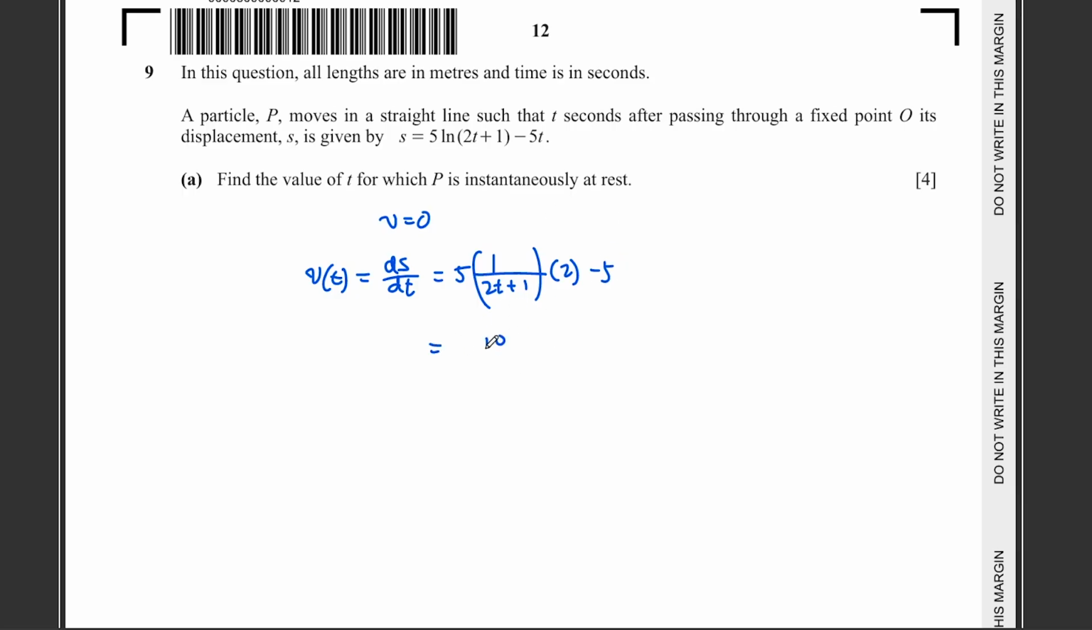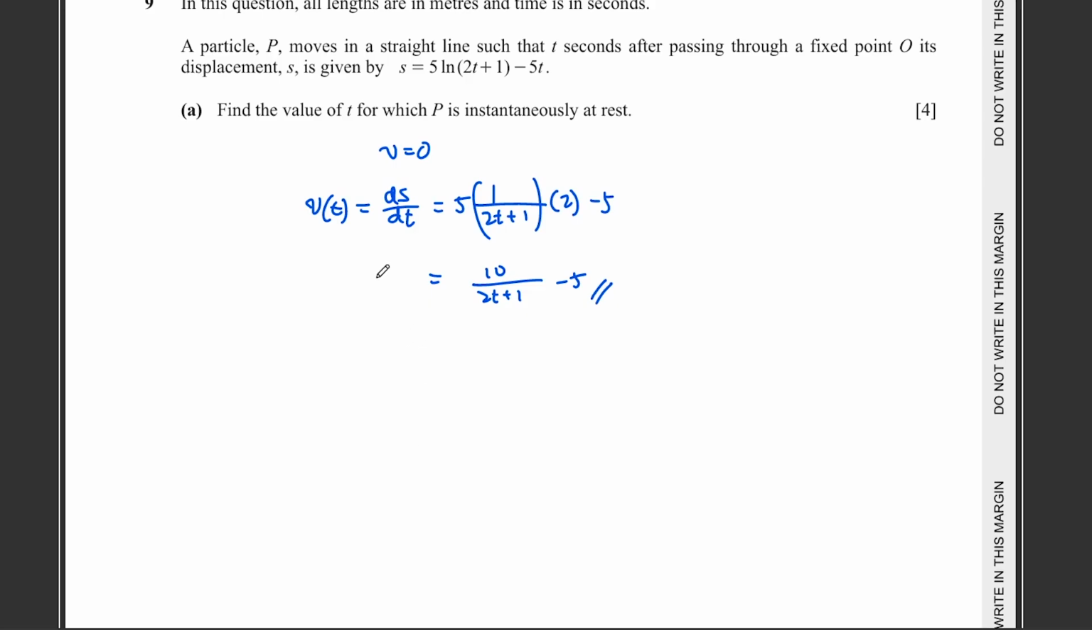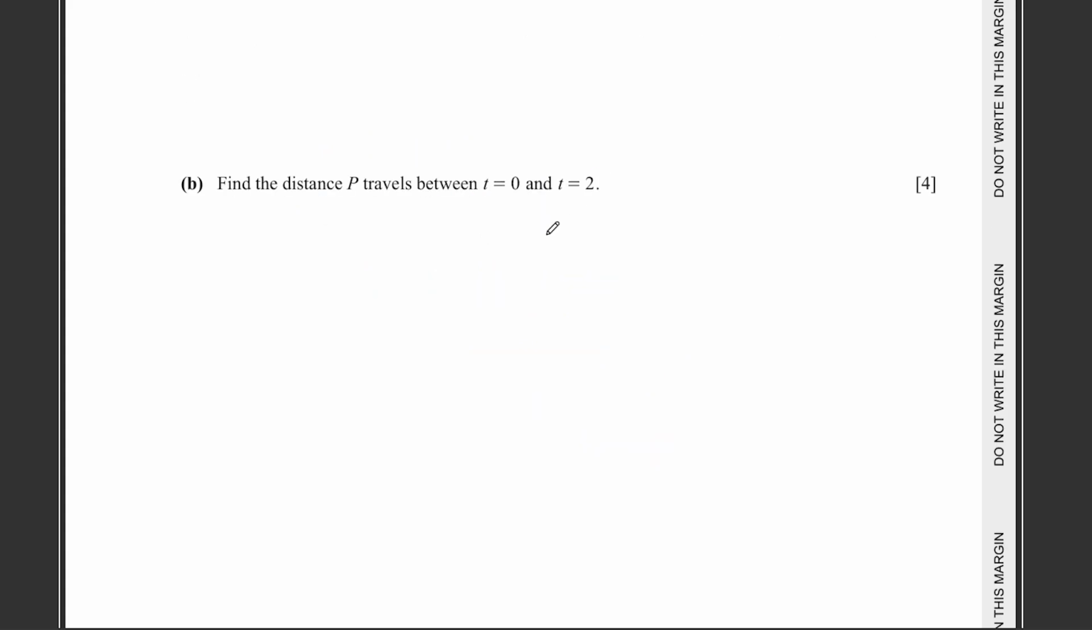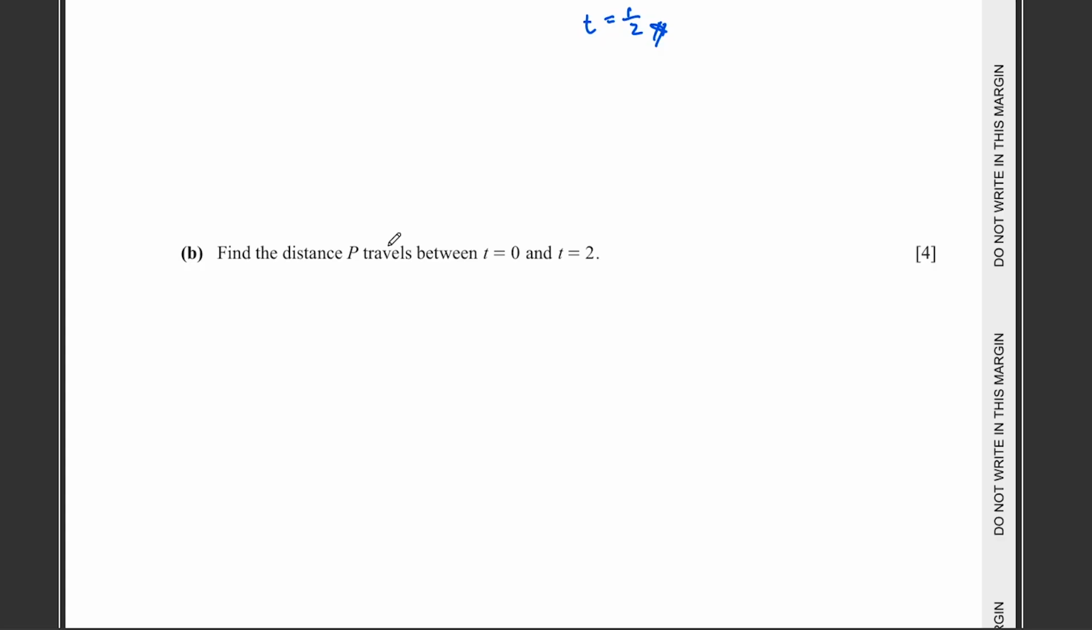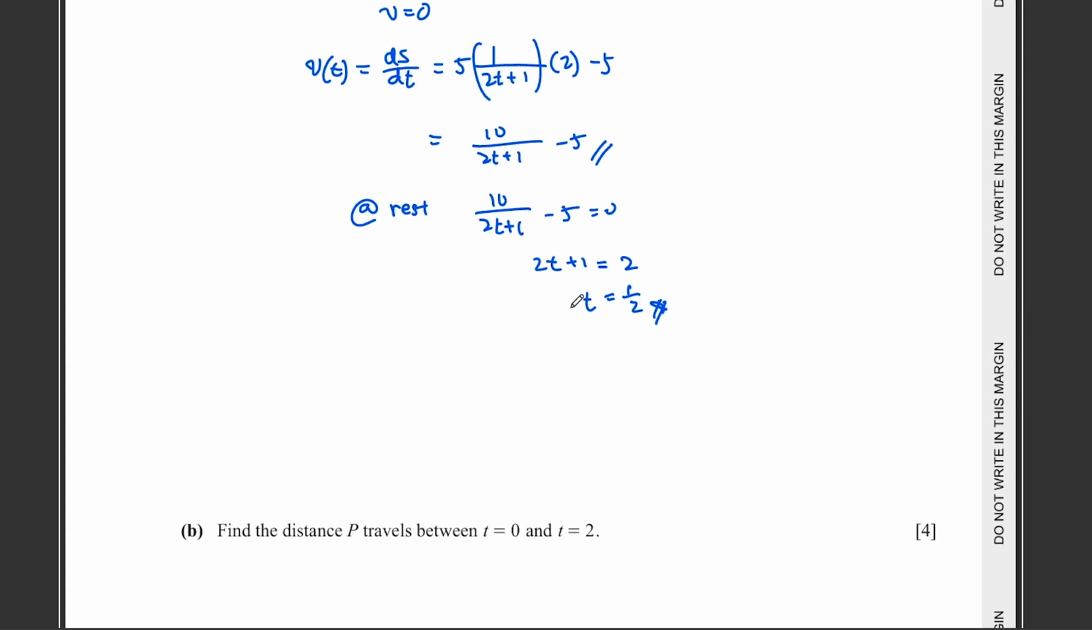So this will be the simplified version. And at rest, we just need to equate this to 0. Right, so this will be the time where P is instantaneously at rest. Right, so for the next question, find the distance P travels between 0 and 2.